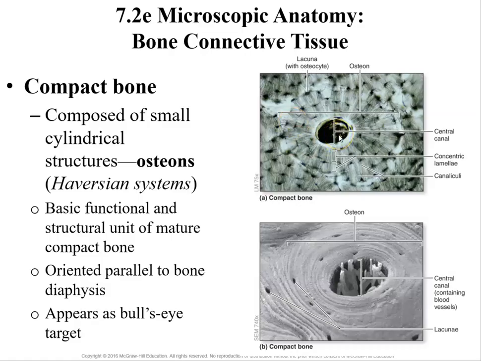So here you have the central canal. This is going to relay your blood vessels. Around it you have concentric lamellae, which are basically rings of bone tissue. You have osteocytes, these black kind of fuzzy looking guys, and they are stuck inside of little holes called lacunae. And then there are these tiny channels from osteocyte to osteocyte called canaliculi that allow them to send messages, receive nutrients, things like that, okay?